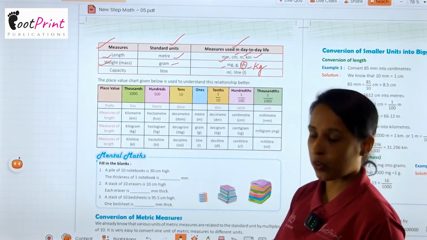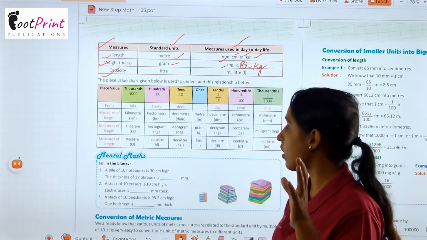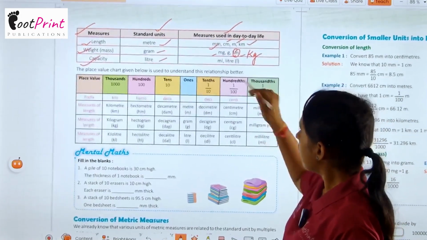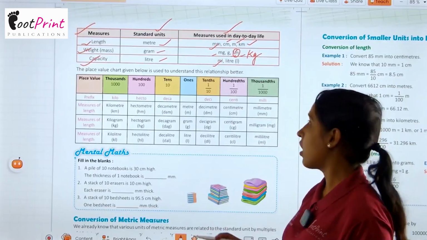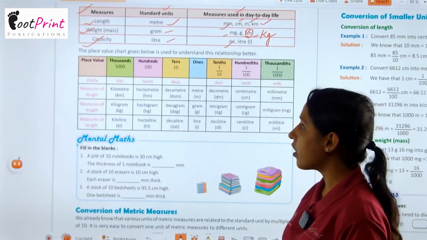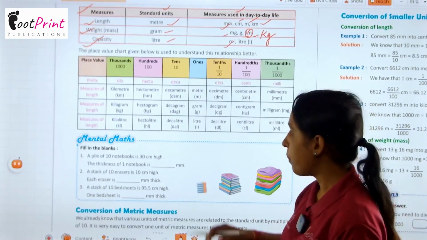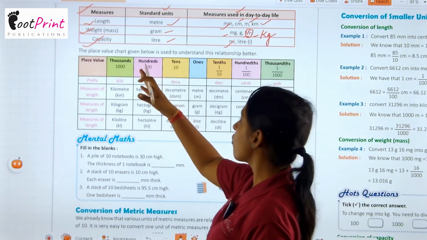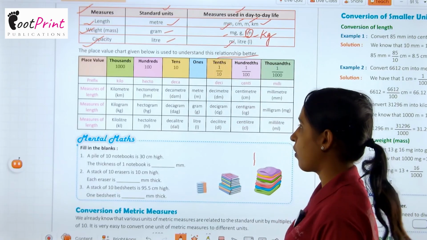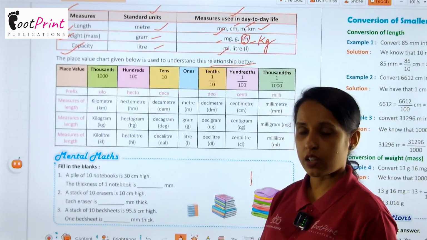Okay, kilogram. Next one is capacity. If we want to measure capacity, we have a standard unit liter, and we use the units milliliter and liter in our day-to-day life. Now learn one by one how to convert these units into higher or lower. The place value chart given below is used to understand this relationship better.